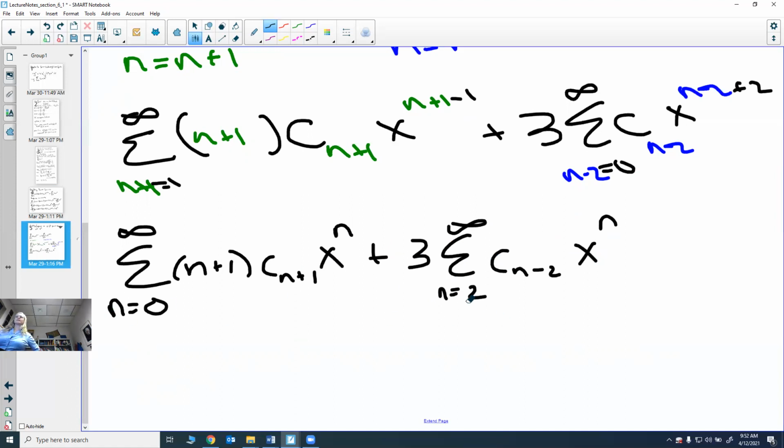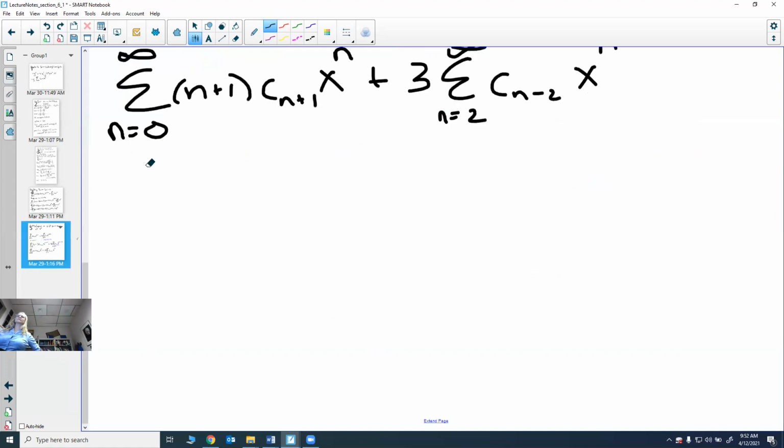One of the things I noticed is that the summations don't start at the same place. I can't shift them again, because if I shift them again, I won't have x to the n. So I want to leave these with x to the n's. But I want to think about what n equals 0 to infinity means. It means that I'm going to let n equal 0.